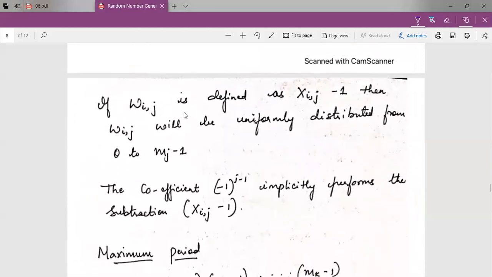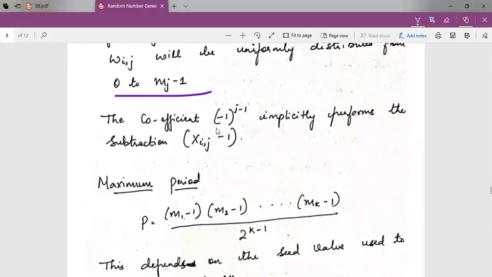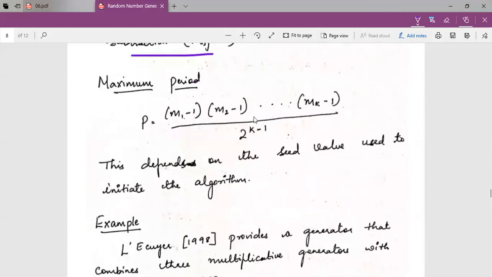Then if w(i,j) is defined as x(i,j) minus 1, then w(i,j) will be uniformly distributed from 0 to m_j minus 1. The coefficient (-1) to the power of j minus 1 implicitly performs a subtraction of x(i,j) minus 1. We'll see what this minus 1 to the power of j minus 1 actually does.